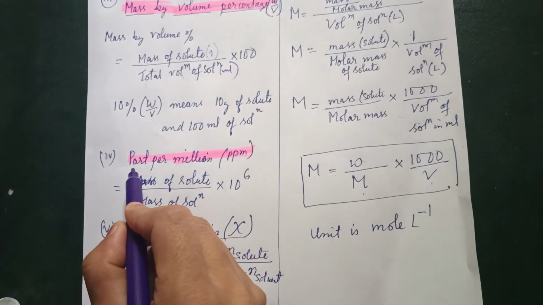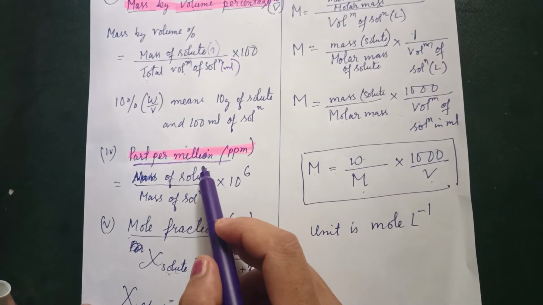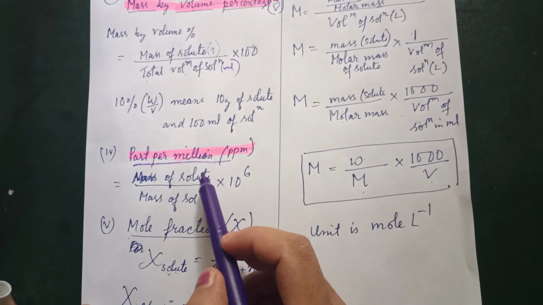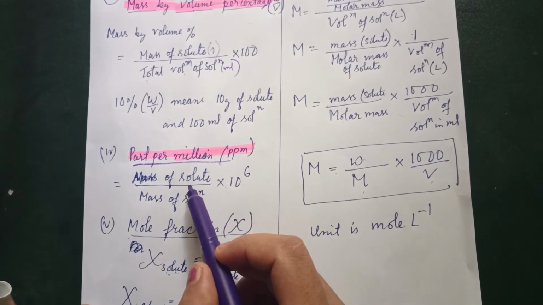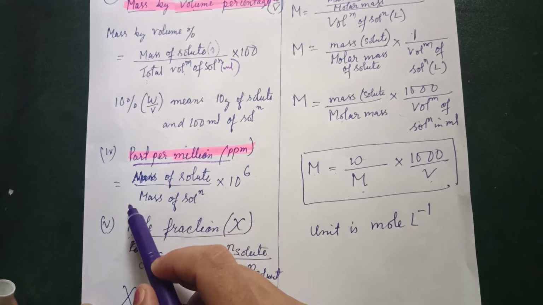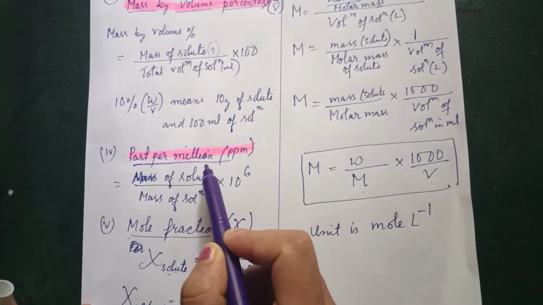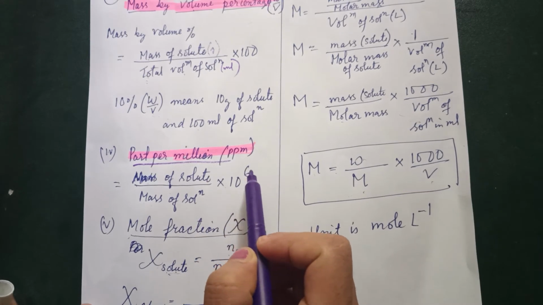Next let's go to parts per million. Parts per million is also a concentration term which we will use when the solute is present in a very trace amount, a very small amount. It is also the same, mass of the solute, and here it is also mass of the solution. When it is mass, it is always in gram and into 10 to the power 6, not 100.